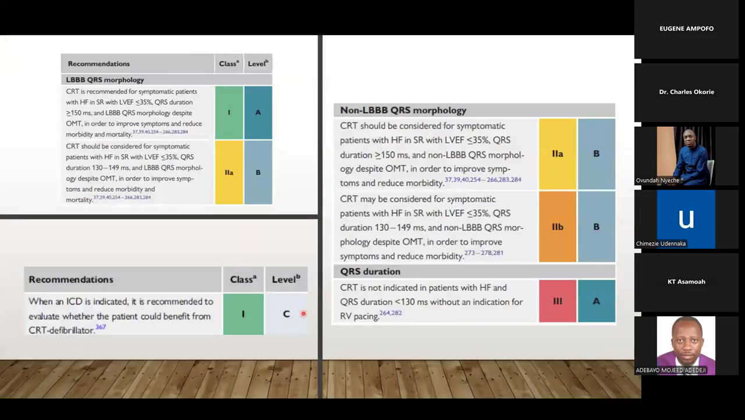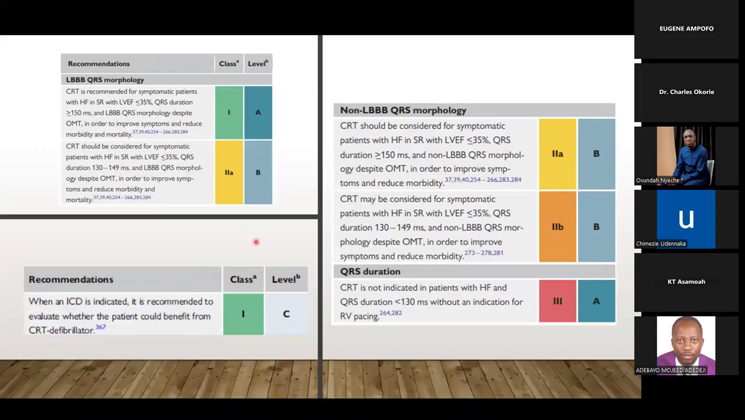So again, here we have the indications. Class 1 is EF of less than 35%, QRS duration more than 150, LBBB morphology. You can also consider it if you have EF of less than 35%, QRS 130 to 149, LBBB with symptoms despite optimal medical therapy. Once you're going to consider a patient for ICD therapy, you need to ask yourself whether the person will benefit rather from CRT, in which case you do CRT, so you have both resynchronization and ICD.